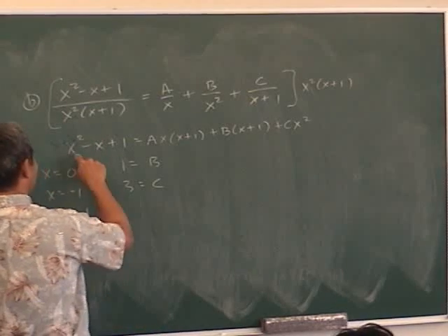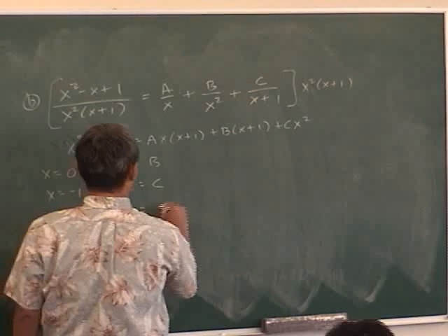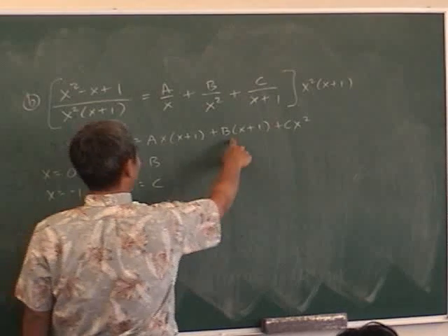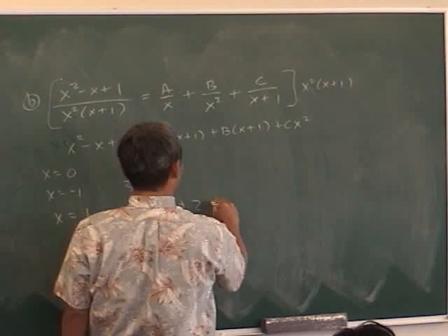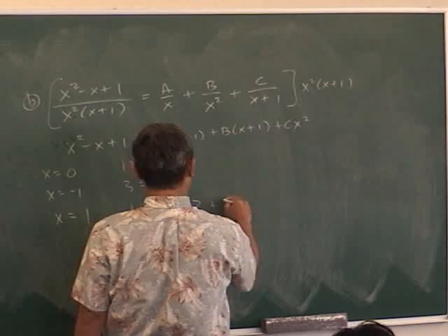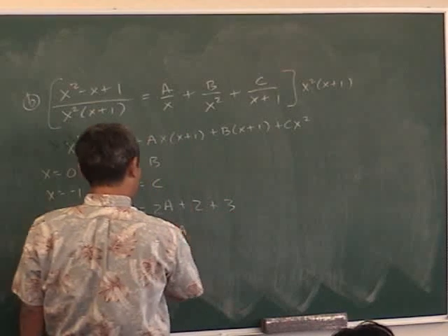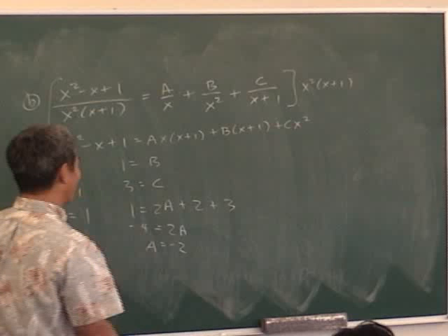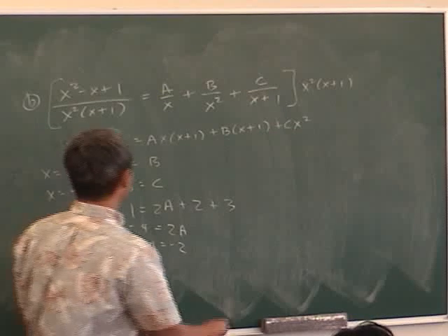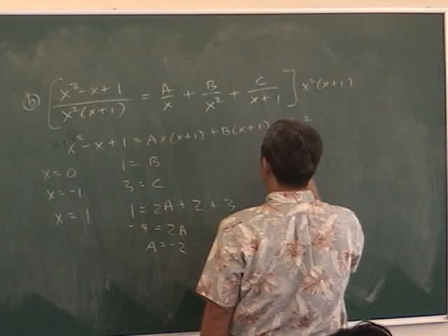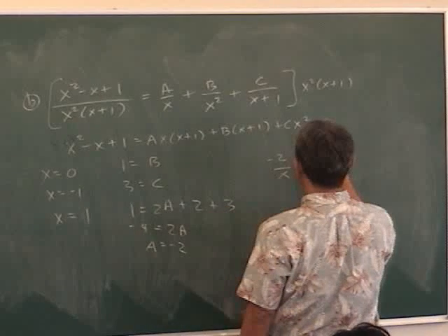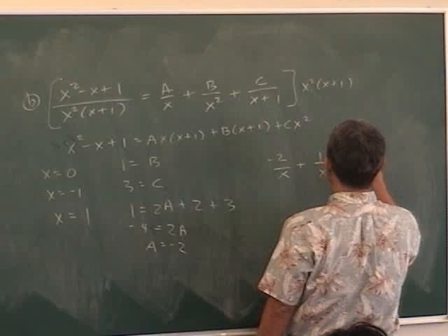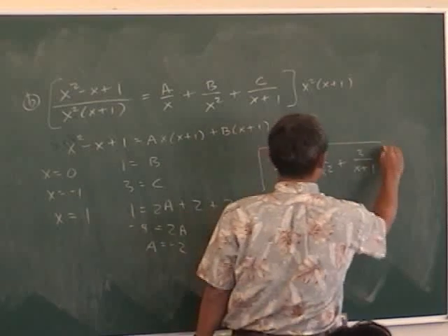If you plug in 1, you get 1 minus 1 plus 1 equals 2a plus 2b, but we already know b is 1, plus c, but we already know c is 3. So 2a equals negative 4, a equals negative 2. Look how easy that was. So your final answer is negative 2 over x plus 1 over x squared plus 3 over x plus 1. Box that, that's the answer.